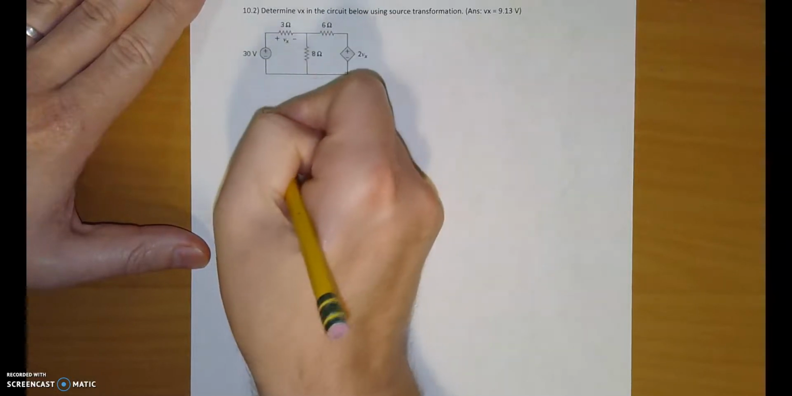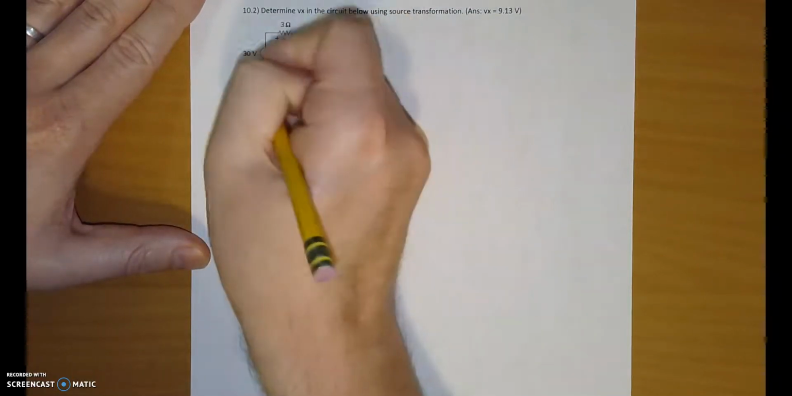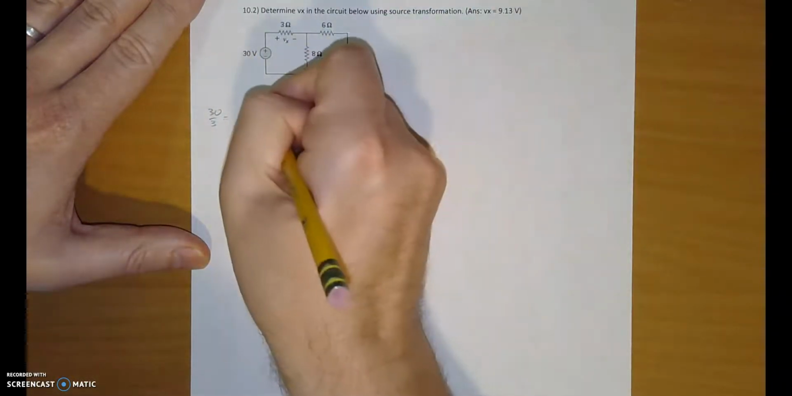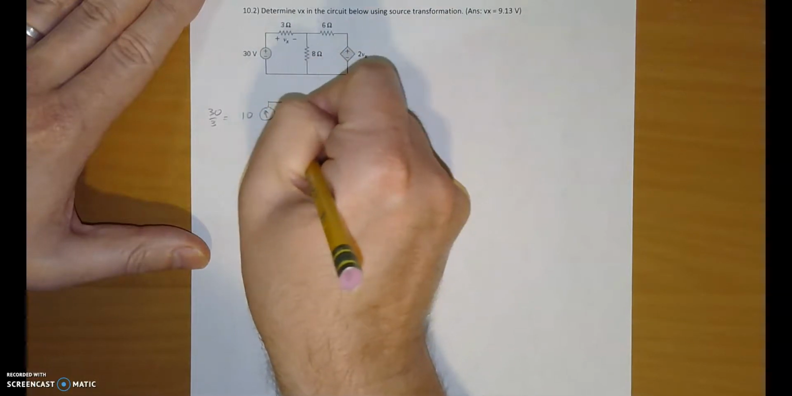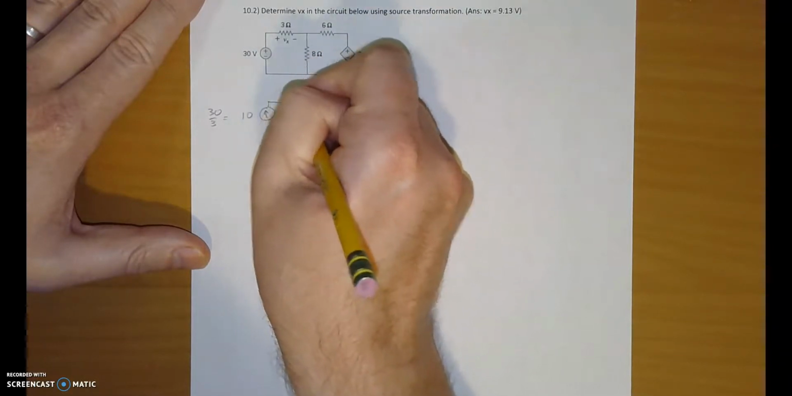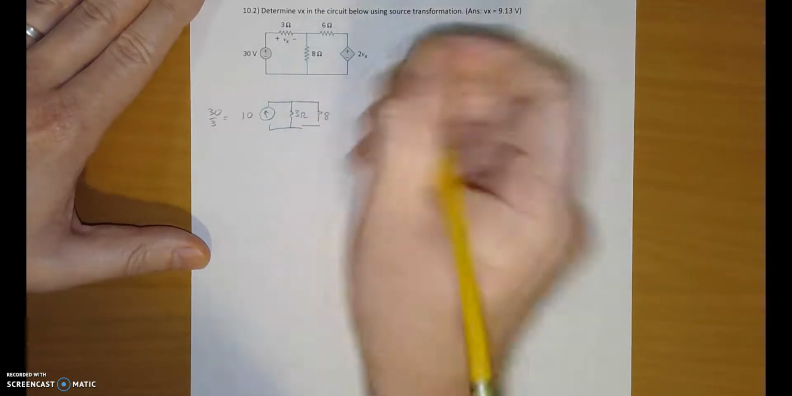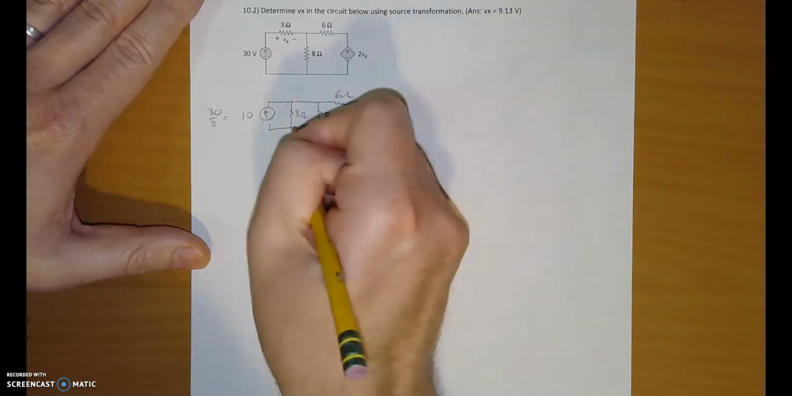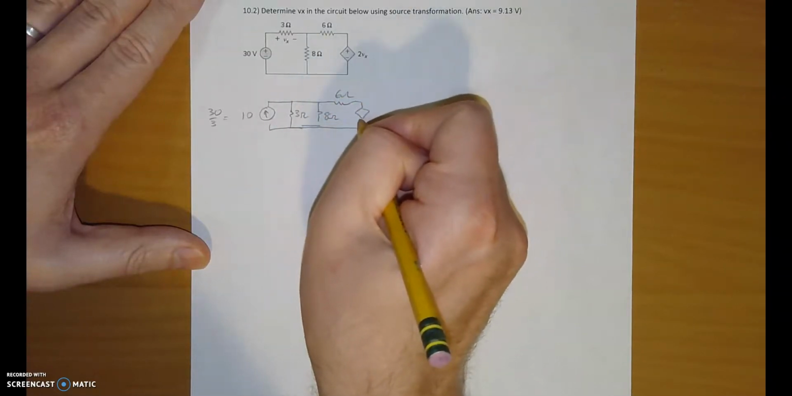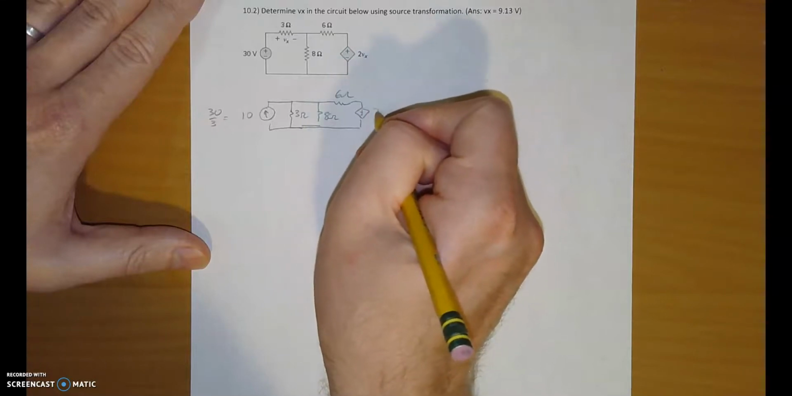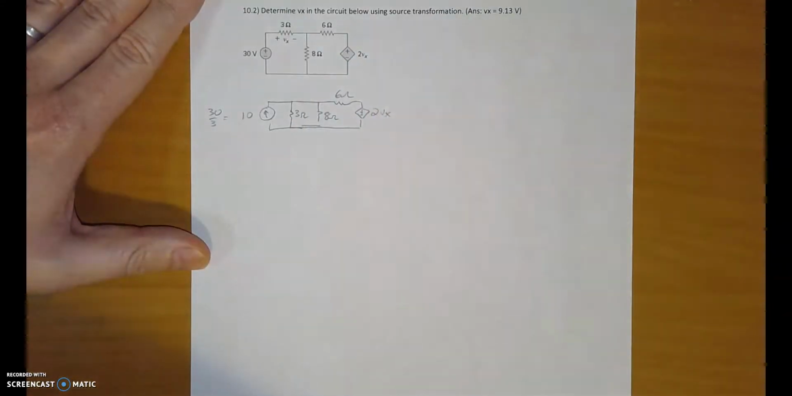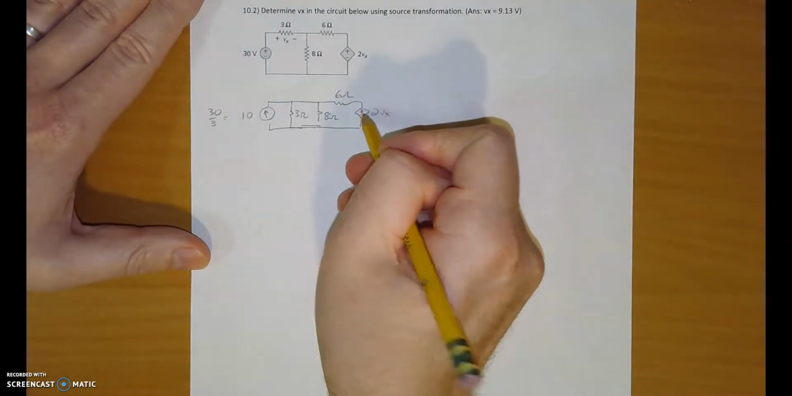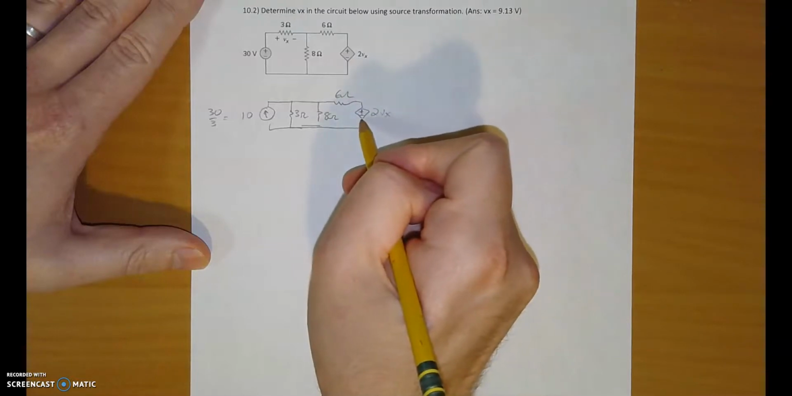So this would be 30 over 3, and you'd be all happy because you got 10 amps, and then you would get your 3 ohm here, and you would have your 8 ohm resistor here, and you'd have your 6 ohm and your dependent voltage source. Now, the reason this doesn't work is because we no longer have Vx defined. I can no longer find Vx, so I don't know what the voltage here is anymore.